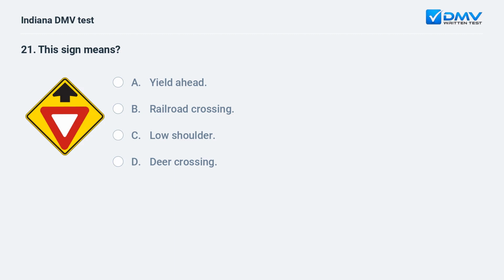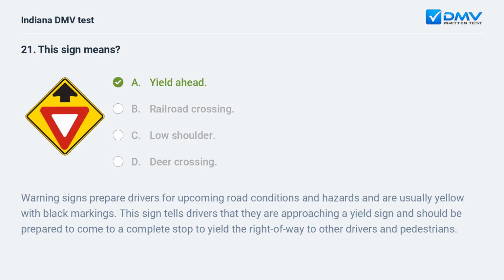This sign means A. Yield ahead. B. Railroad crossing. C. Low shoulder. D. Deer crossing. A. Yield ahead.